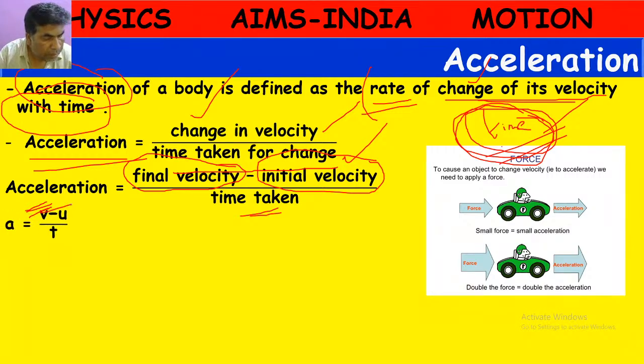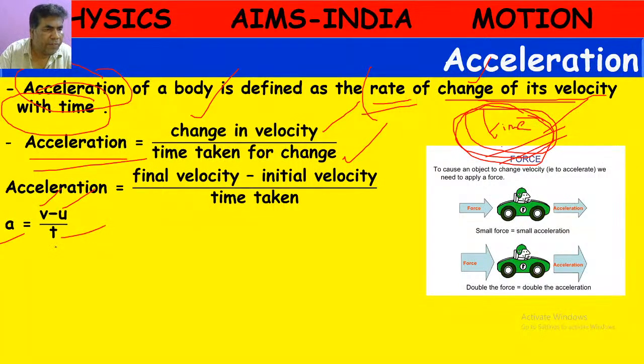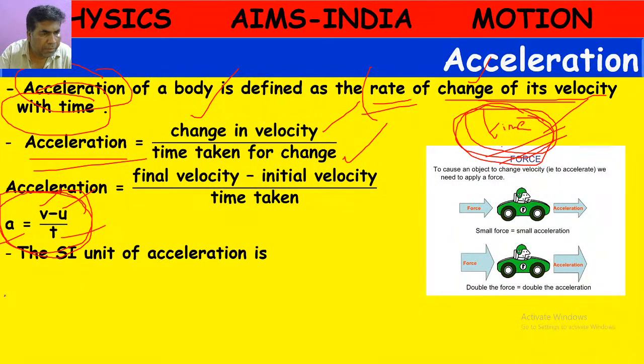Here the symbol of acceleration is A. Final velocity symbol is V. Initial velocity symbol is U. Time taken is T. So the formula for acceleration is A equal to V minus U by T. Okay children? A equal to V minus U by T.